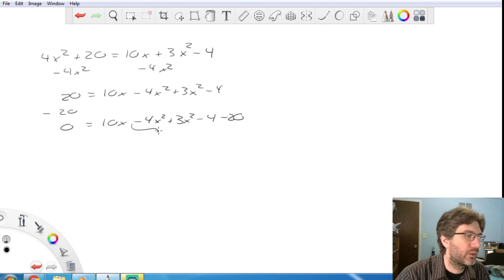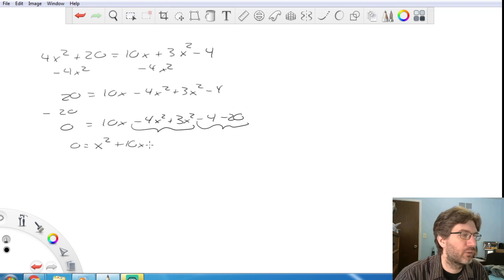And again, these are like terms, and these are like terms, so I can combine them. And I might as well put it in standard form while I do that. So 0 equals, and then 4x squared plus 3x just gives you x squared. Next would be the 10. That's a positive 10, and then negative 4 minus 20 gives you negative 24.